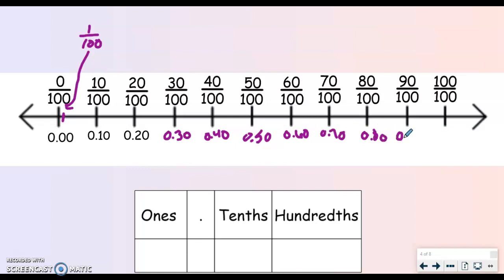And now what do you think is going to happen when I get to my 100/100ths? Oops, I forgot my 0. That's equal to 1 whole. So 1 in my ones place and no tenths or hundredths. So you could just say this as 1 whole.